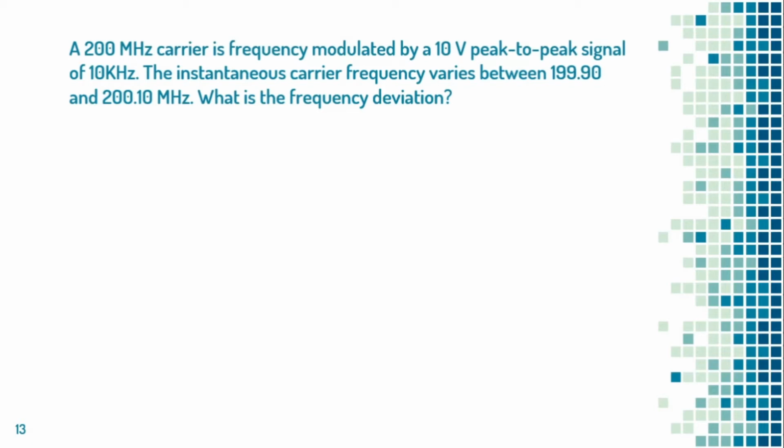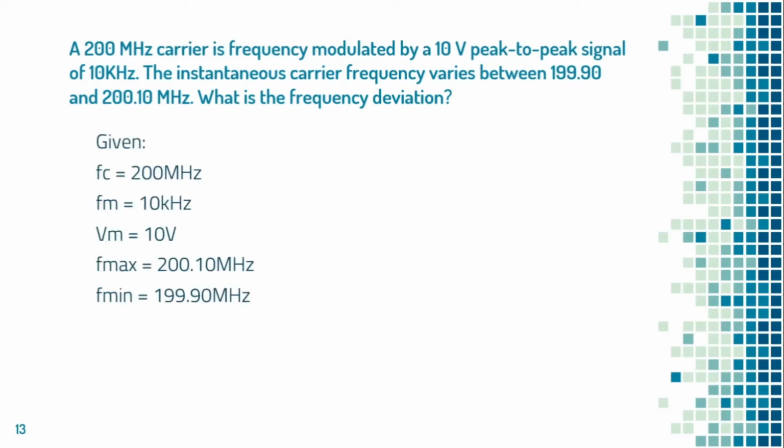So here's an example. A 200 MHz carrier is frequency modulated by a 10 volt peak-to-peak signal of 10 kHz. The instantaneous carrier frequency varies between 199.9 MHz and 200.1 MHz. So what is the frequency deviation? So ang given is carrier frequency of 200 MHz, modulating frequency of 10 kHz, the modulating amplitude of 10 volts, a maximum modulated frequency of 200.1 MHz, at minimum modulated frequency of 199.9 MHz. Ang hinahanap natin is yung frequency deviation. So, since frequency deviation ang hinahanap natin, hindi lahat ng given is magagamit.